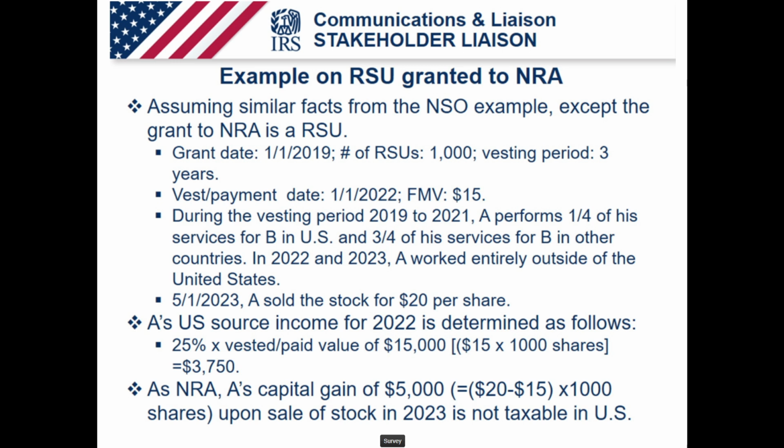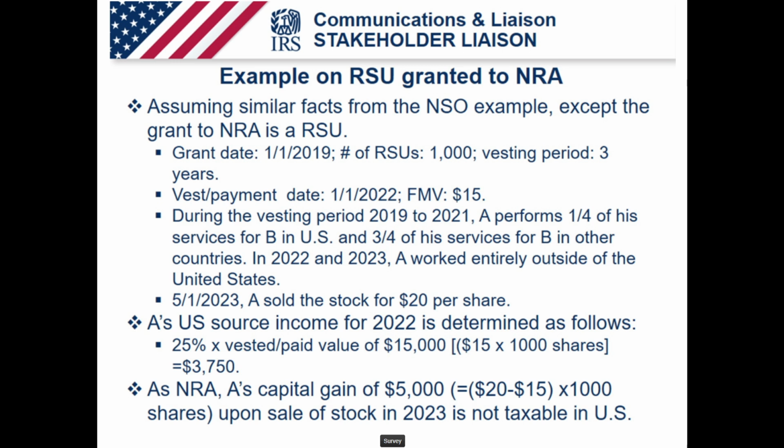Now, using the same fact pattern from the example we just reviewed, the same allocation process is used to determine non-resident aliens' United States source income from vesting in restricted stock units. So here we have the same basic fact pattern again as the prior example, except it's a restricted stock units example. The option was granted on January 1st, 2019.